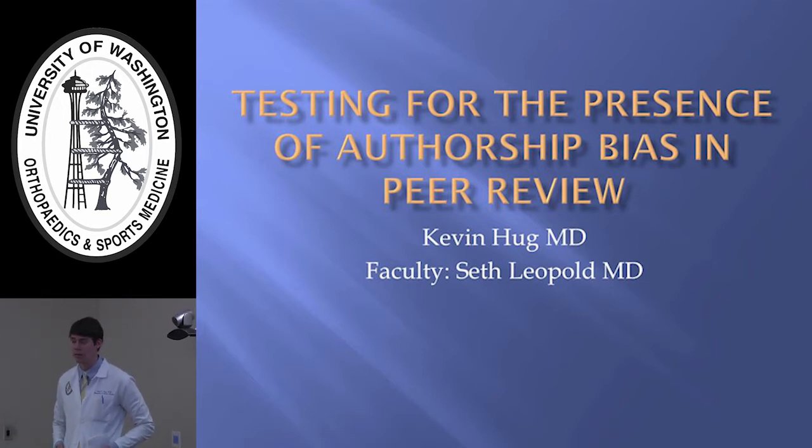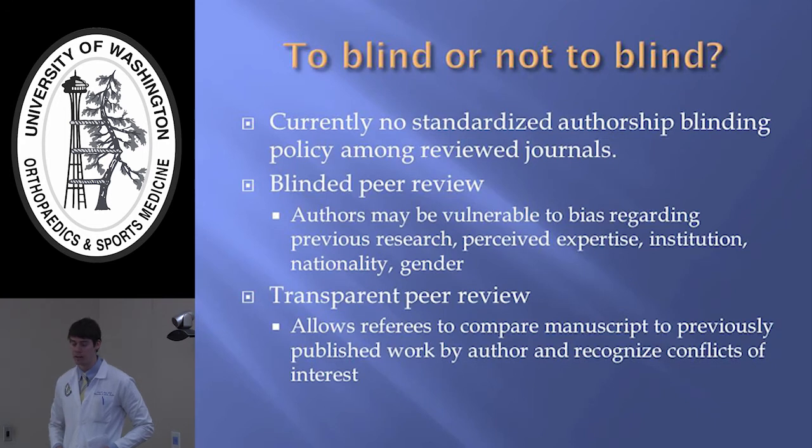And while we've made a lot of advancements and people have devoted a lot of thought over the past many decades to making this process as well-defined and as optimal as possible, certainly in a lot of areas of the peer review process, there's a lot left to understand, and there's a lot of variability when you look journal to journal. One of the areas that still has a lot of variability among journals is the question of blinded authorship during the review process.